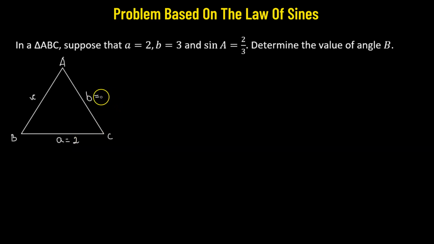So here it's given that the value of side a is 2, the value of b is 3, and sine of angle A is 2/3. We need to find out the value of angle B. So let us begin. Now, in this triangle, we can use the law of sines.